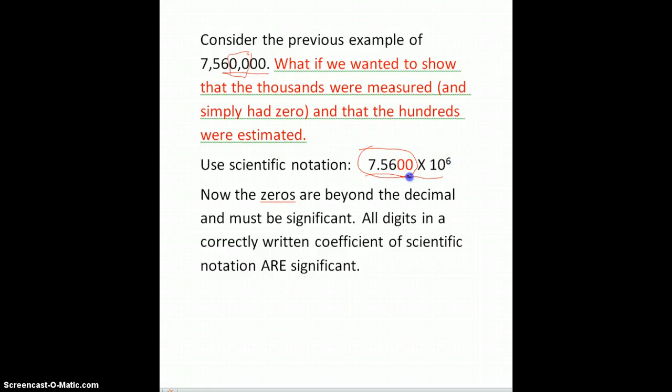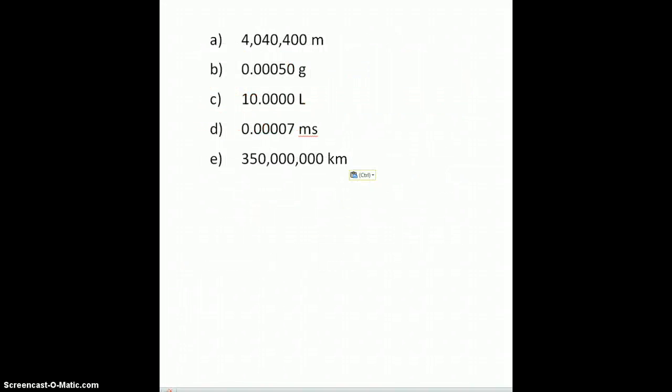And we've already learned that zeros to the right of the last non-zero in the decimal are significant. So scientific notation is a way to clearly show which zeros are significant and which are not, as all digits in scientific notation coefficients are always significant. So let's do a few examples together then.